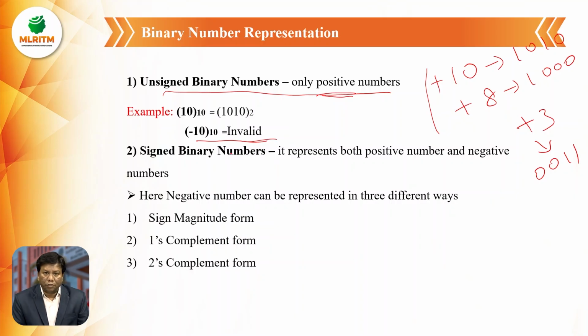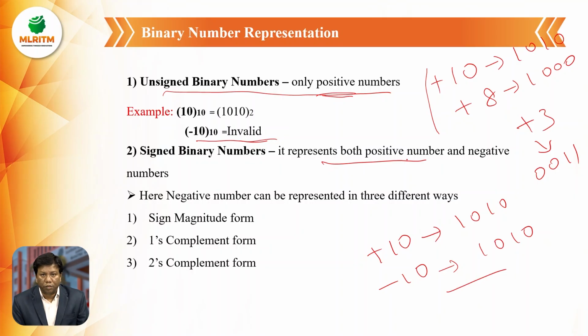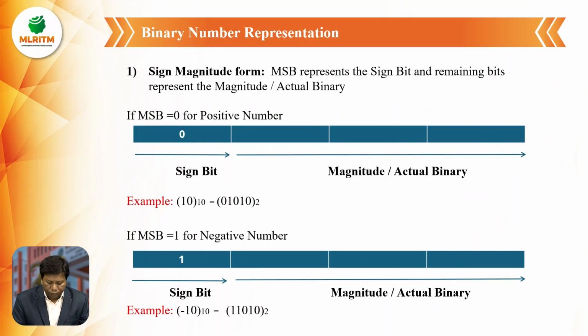Signed binary numbers contain positive 10 as well as negative 10. For positive 10, you will get 1010. For negative 10, we will get 1010 with a sign bit. We can represent both positive and negative numbers. Negative numbers can be represented in three ways: sign magnitude form, one's complement form, and two's complement form. Here we will discuss the first one, sign magnitude form.